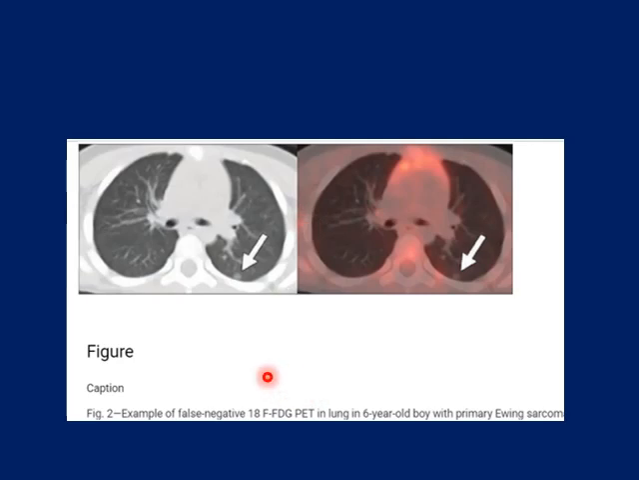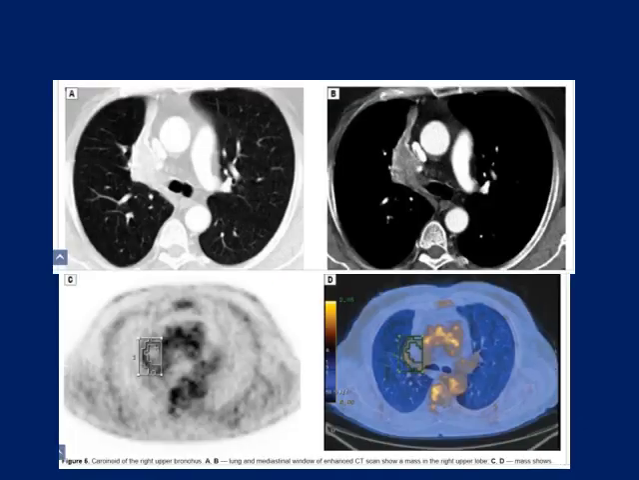This is an example. False negative pulmonary PET-CT with a metastasis from Ewing sarcoma, a rounded lesion that is not active. Another example, central carcinoid, it is not active.